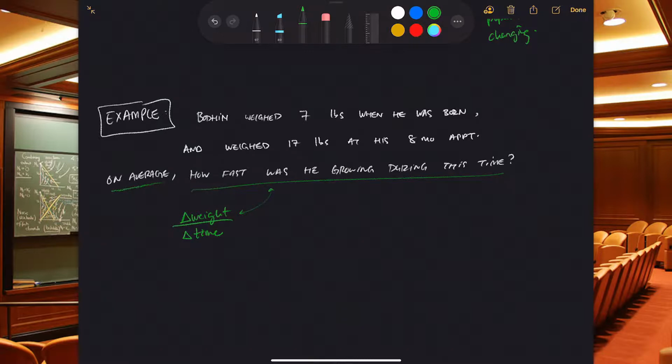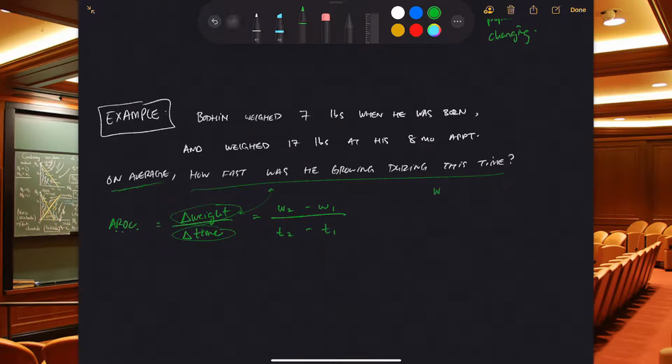So how do we measure this? We know this is the average rate of change. The change in weight over the change in time would be the difference in the weights over the difference in time. So we usually would say weight 2 minus weight 1 over time 2 minus time 1. Well, we need to come up with some values for these variables.